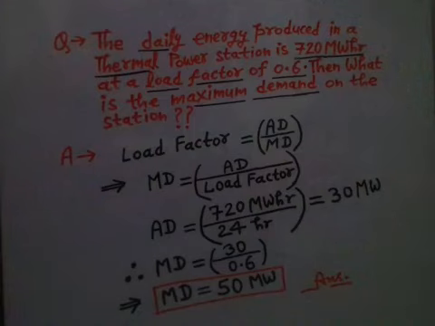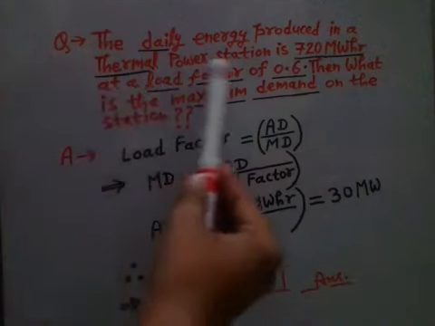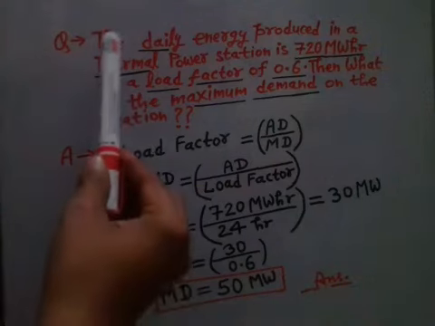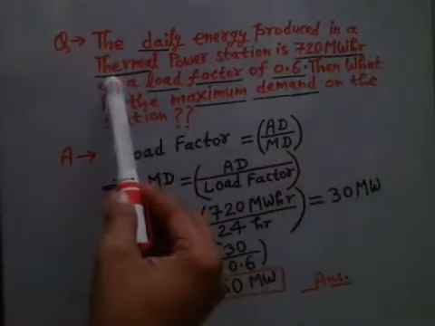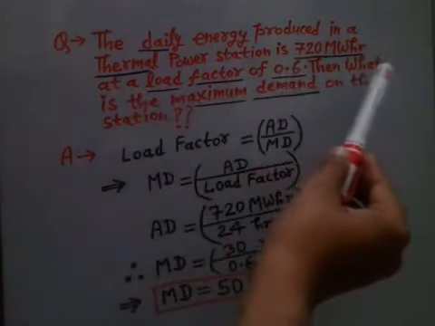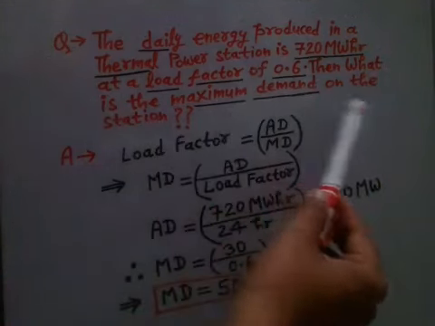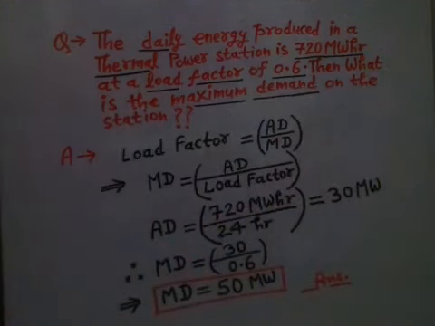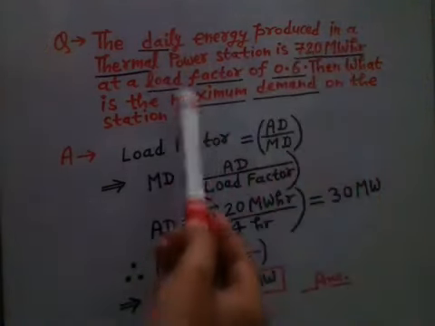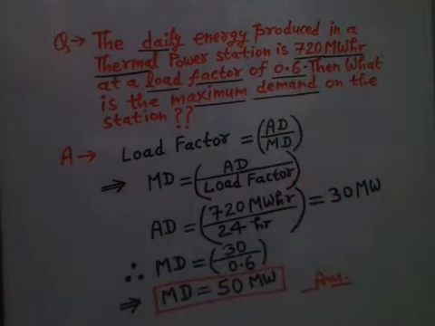Most welcome. So this question is a straightforward formula based question. This question has already been asked in your ESE 2008 examination. The question statement is: the daily energy produced in a thermal power station is 720 megawatt hour at a load factor of 0.6. Then what is the maximum demand on the thermal power station? So here the daily energy produced is given as 720 megawatt hour, load factor is given as 0.6, and you will have to then calculate the maximum demand on the thermal power station.